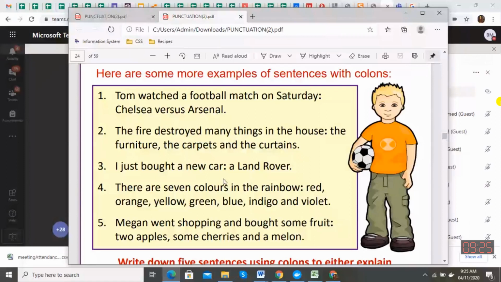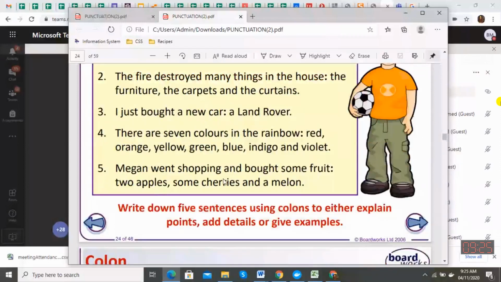I just bought a car. It could be a Suzuki or a Corolla, but he specified it by using a colon that this is a Land Rover. So now you have to write a few sentences using a colon to give additional information or explanation.